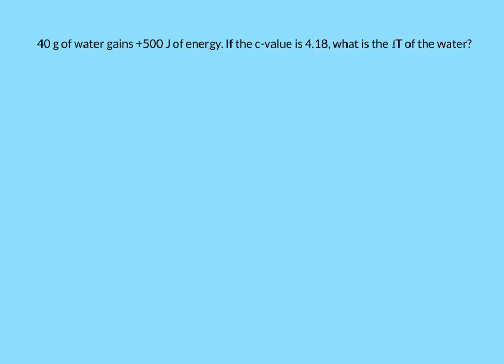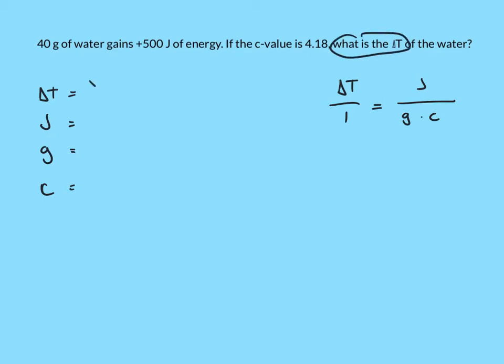So like we did before, we're going to jot down the law, or in this case, the formula. And once again, it's delta T over 1 equals joules over grams times C value. Now down the left, I'm going to list the variables. Delta T, joules, grams, C value. And I'm going to identify each one of these. The delta T is my unknown. It says what is the delta T? So I don't know that, so I'm going to call it X.